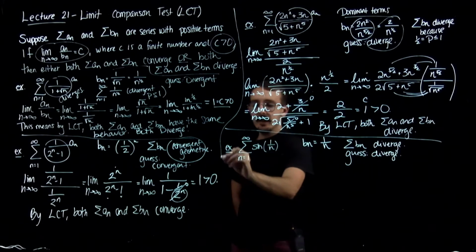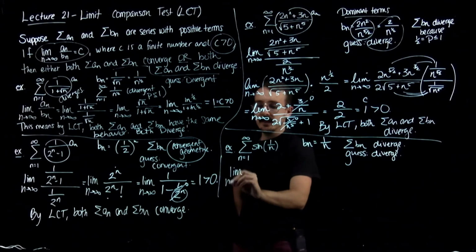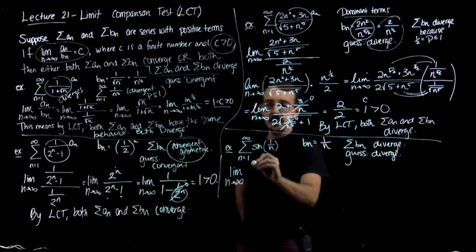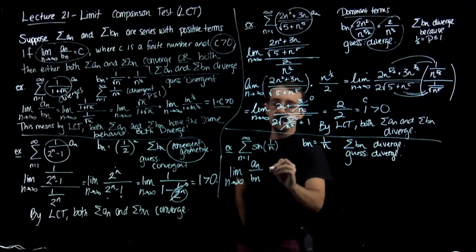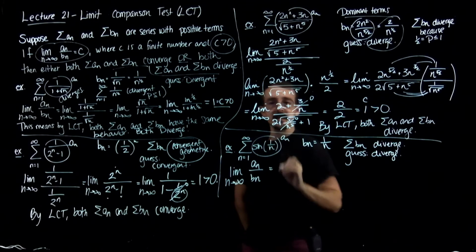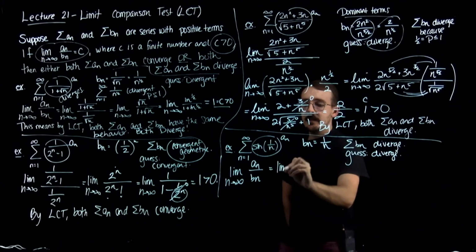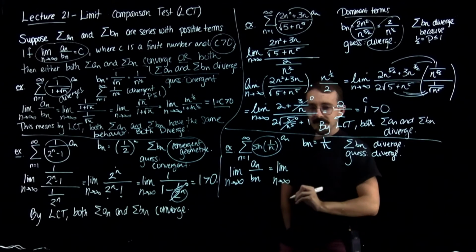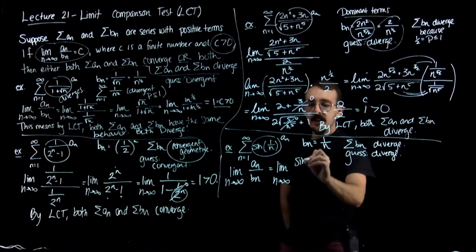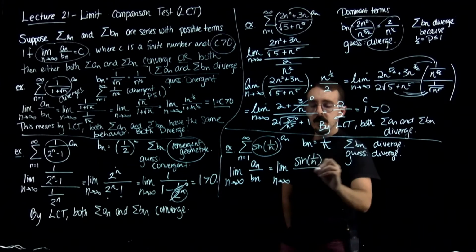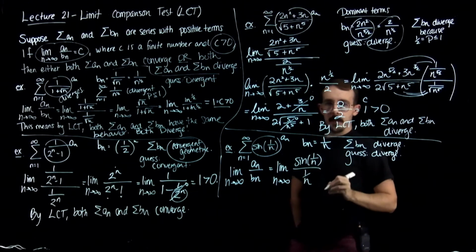So let's go ahead and attempt to do the limit comparison test. This is the limit as n goes to infinity of a sub n over b sub n. And remember, that's always my a sub n. So this is the limit as n goes to infinity. I have sine of 1 over n over 1 over n.